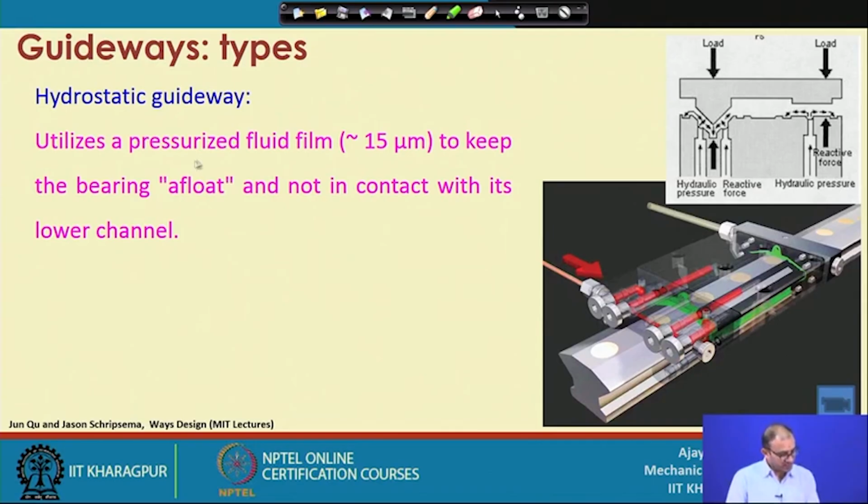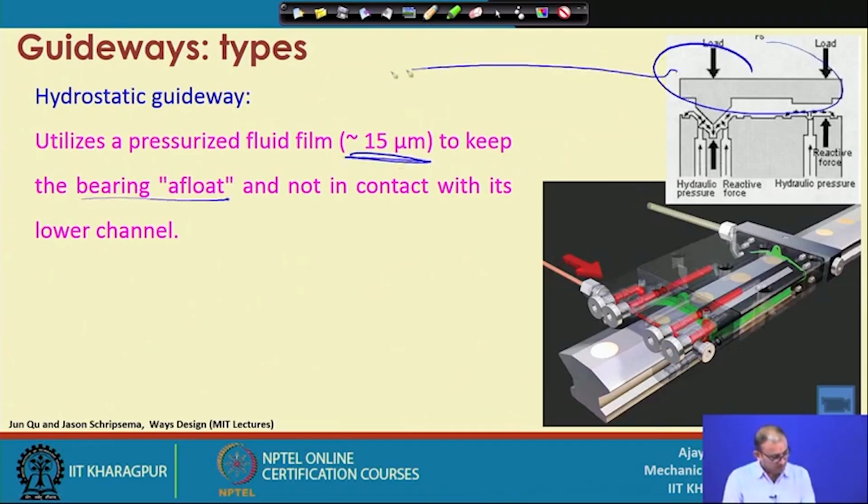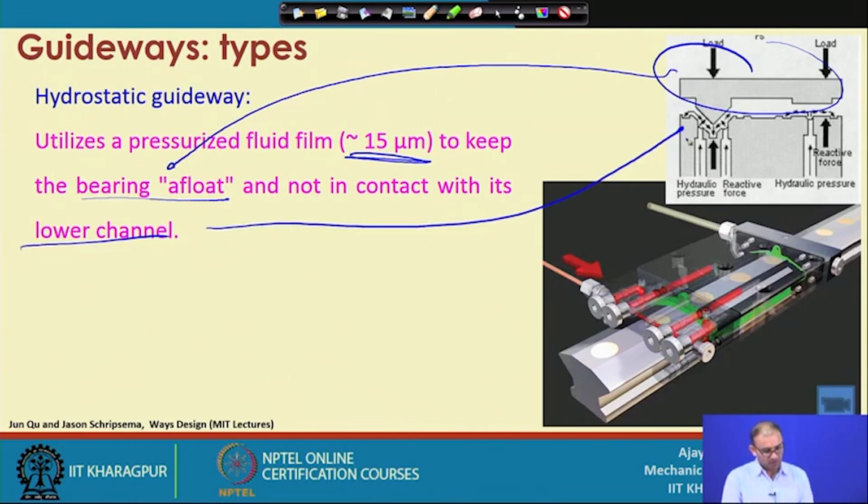So, it utilizes a pressurized liquid film of about 15 micron to keep the bearing afloat. Bearing afloat means this is the part, and it is not in contact with the lower channel. This lower channel is this one. The fluid, whether oil or any other type of liquid, always makes sure that there is no direct or physical contact between the two surfaces. One is the stationary channel and the other is the part which is moving up and down.